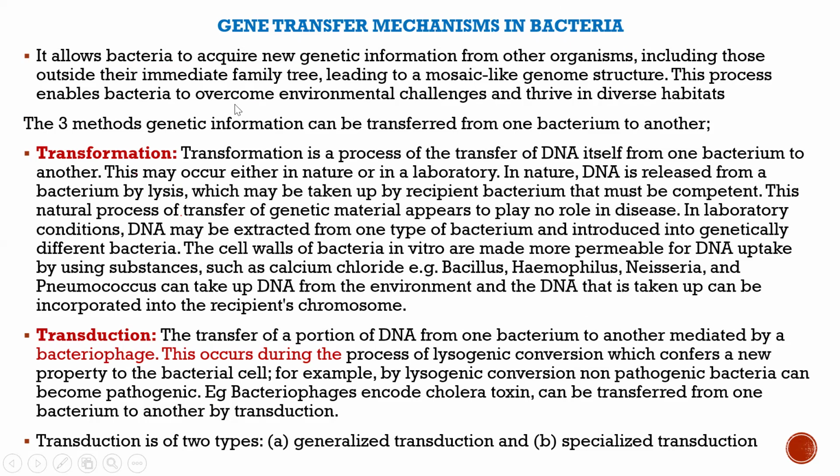So we have gene transfer mechanisms in bacteria. This gene transfer allows bacteria to acquire new genetic information from other organisms, including those not from their own class or family tree, leading to a different genomic structure. This process enables bacteria to overcome environmental challenges and thrive in a diverse environment. So the major aim of gene transfer is to allow different bacteria to exchange genetic material so they can be modified.